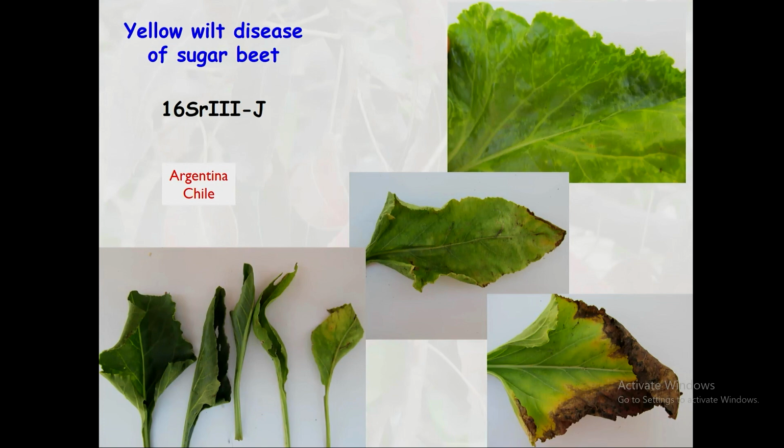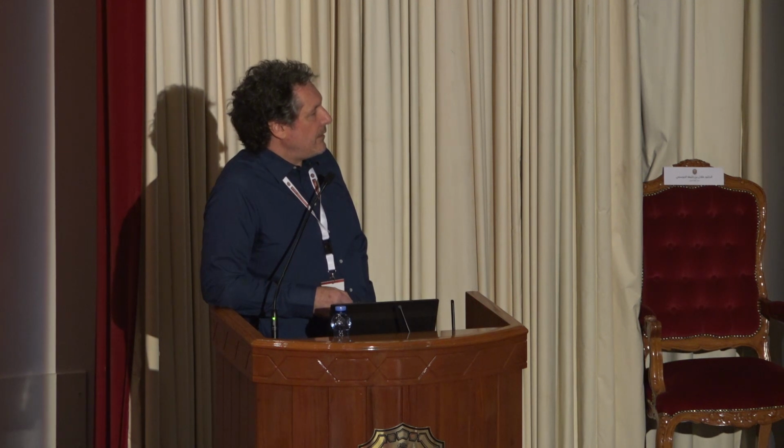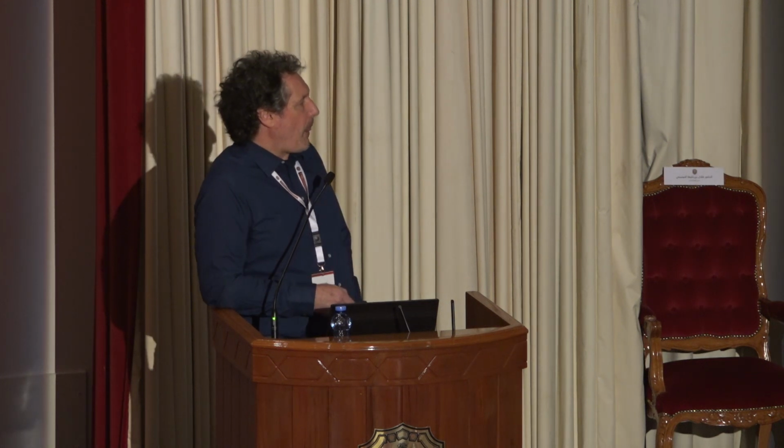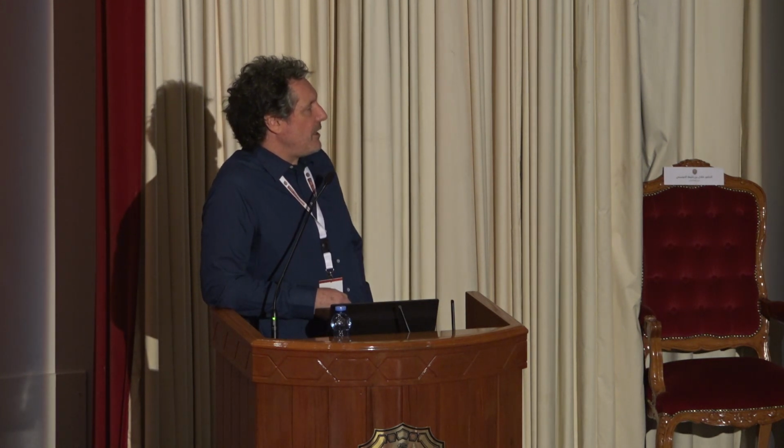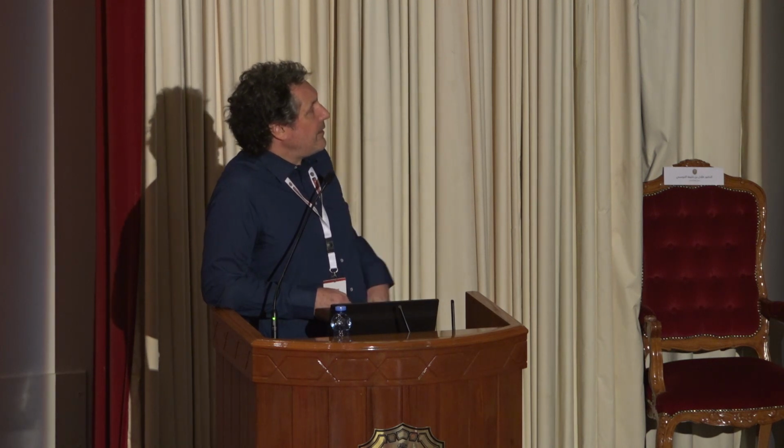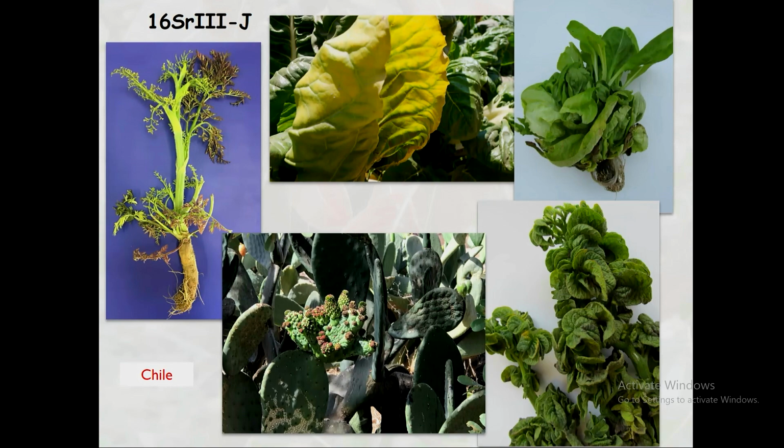And these are the symptoms, with yellowing, and this is a yellow-white disease, then deformation and rolling of the leaves, and near summer, the appearance of necrosis in the leaves. Of course, the roots are inexistent in this case. But 3J was found in Chile in carrot plants, Swiss chard, lettuce, potato plant, and then also in cactus pear. This is very interesting, this kind of witch's broom in cactus pear.